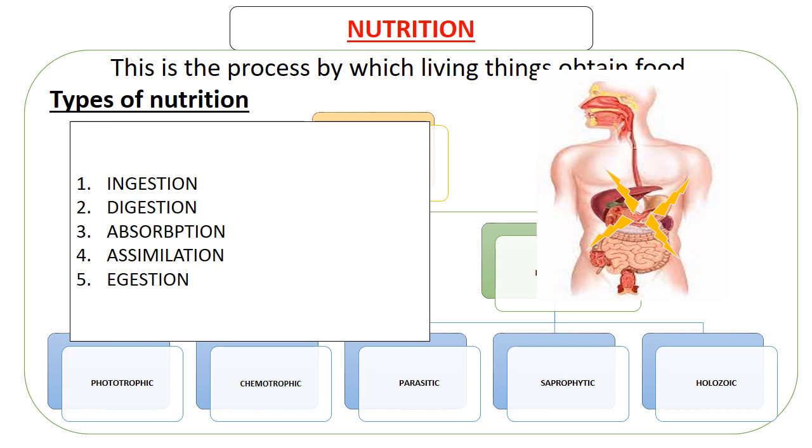So this is more about holozoic nutrition. If you have been asked to describe the stages of holozoic nutrition, this is what you have to mention. Ingestion, where food is put in the mouth. Digestion, where the food is broken down. Absorption, where the food is taken up into the bloodstream. Assimilation, where the living cells incorporate and use the food. And egestion, where the undigested parts of food are removed or excreted to the outside.